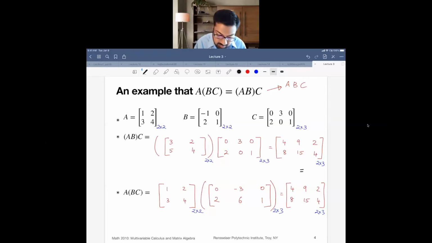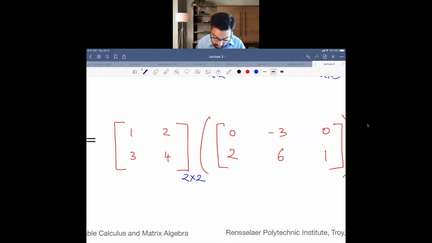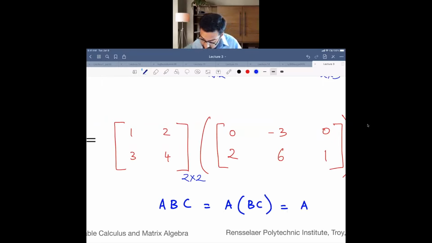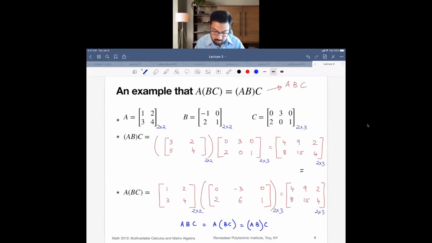Right. So here we can write down this property, which is A(BC) equals A times BC first, or you can do AB first, then multiply with C. So we have looked at that with this particular example of matrices. All right, questions about this? The order matters.